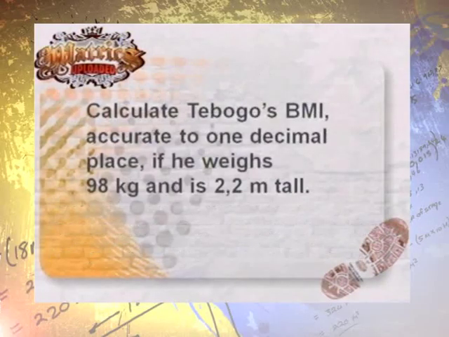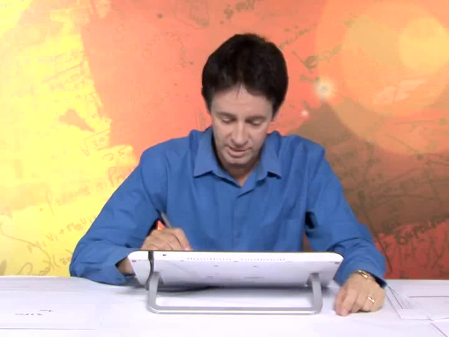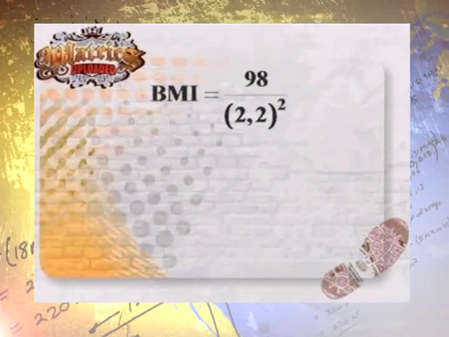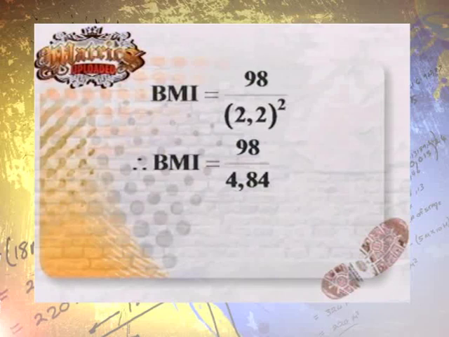Okay, so let's have a look. Calculate Borgo's BMI accurate to 1 decimal place. This is important. He weighs 98 kilograms and is 2,2 meters tall. Let's see what his body mass index is. Now watch this. There's the formula for BMI: 98 divided by 2,2 squared. Let's check in the calculator.